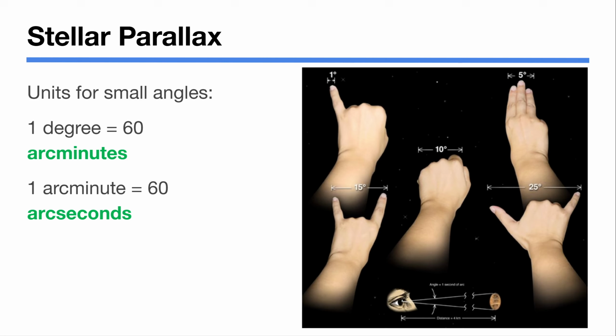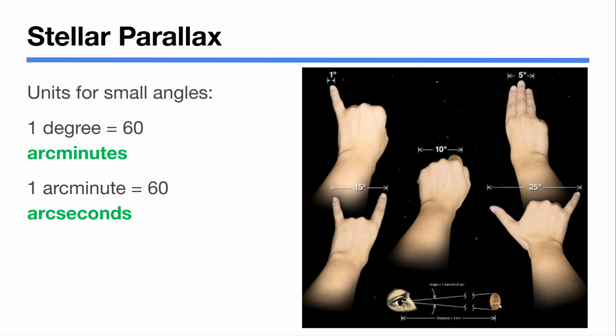Here's another way to think about 1 arc second. If you take a penny and put it 4 kilometers away from you, that will take up 1 arc second of your field of view. You can't see it. It's teeny tiny. It's so small, an arc second. But that's the units we're dealing with a lot here and the precision we can measure this stuff in.